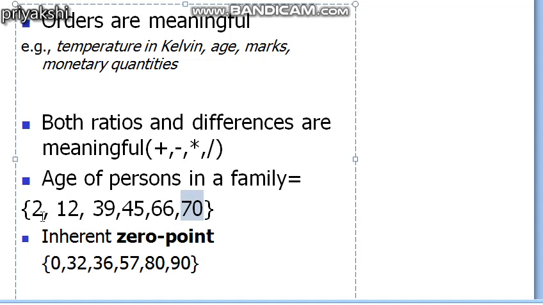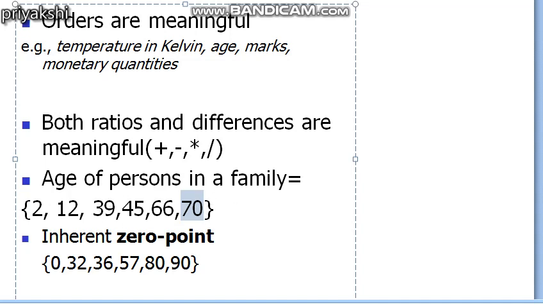So the oldest person in the family is 35 times more aged than the youngest in the family. So the ratios are meaningful here.